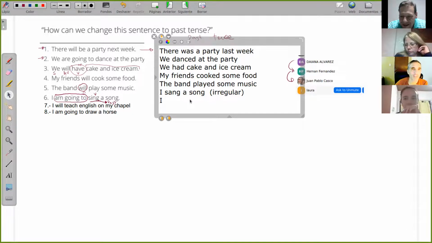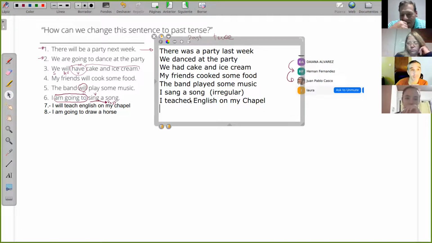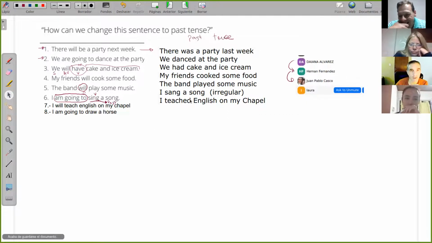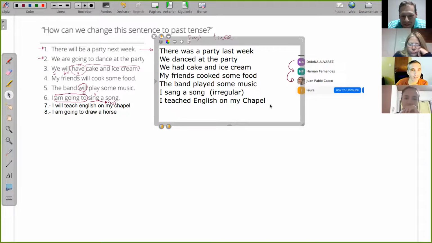No, no me suena. Teacher, ajá, teacher English in my chapel. Yeah, yeah, that's it. Yeah, okay. Now you read the next for Laura. I am going to drive a horse.